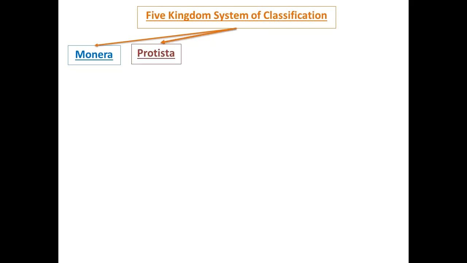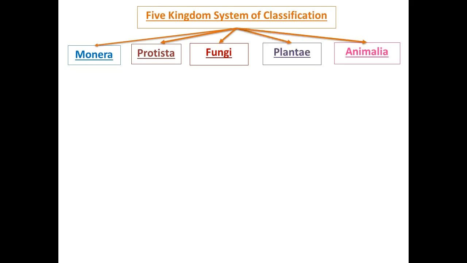is the accepted classification. This living world is divided into the five kingdoms. Number 1 is kingdom Monera. Number 2 is Protista. Number 3 is kingdom Fungi. Next is kingdom Plantae. And next is kingdom Animalia. So that is the five kingdom classification.